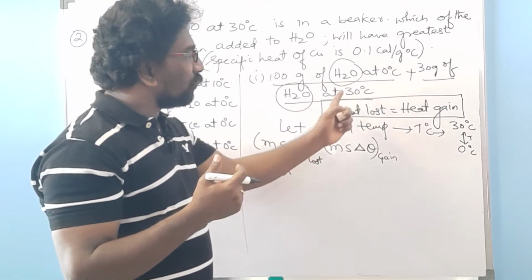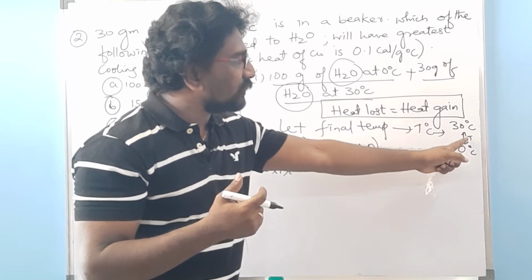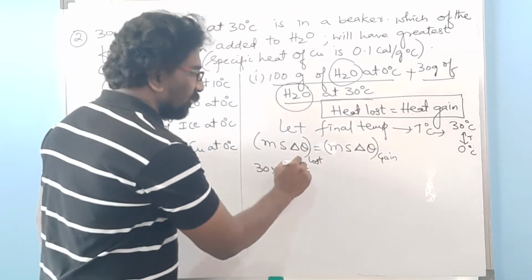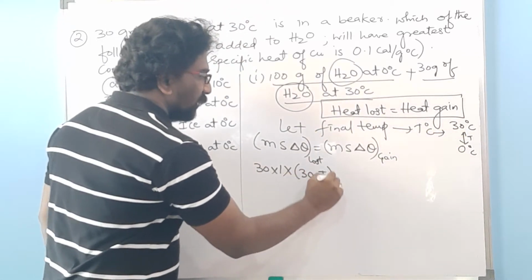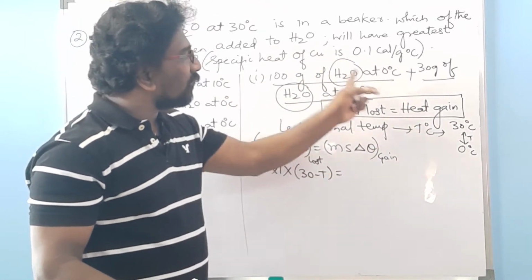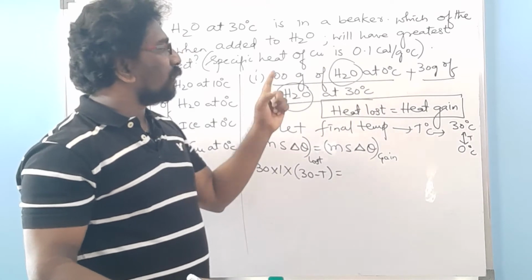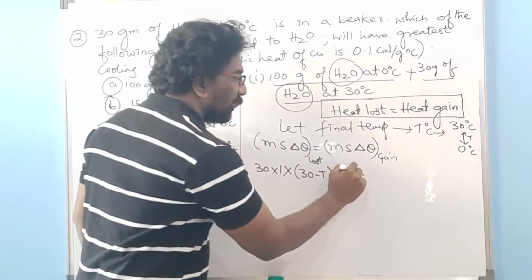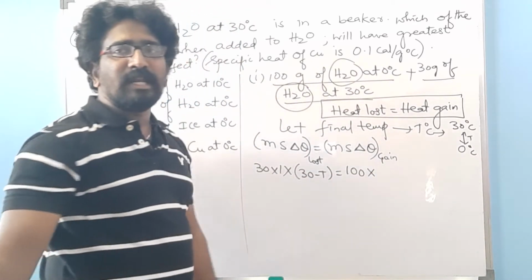Heat lost is equal to 30 minus T degrees Celsius. So that is 30 minus T. That is equal to, what is this one? Heat gain. Heat is gained by what? Water at 0 degrees Celsius. What is the mass of that one? 100 gram.